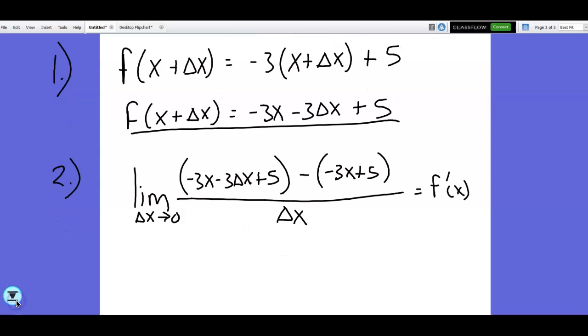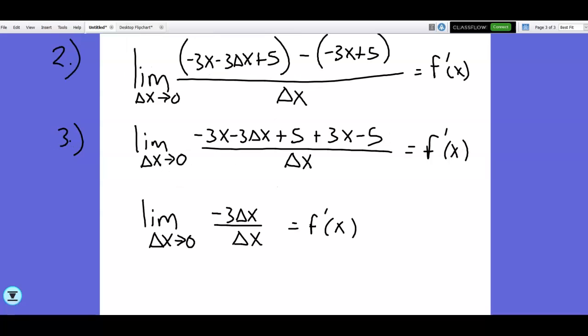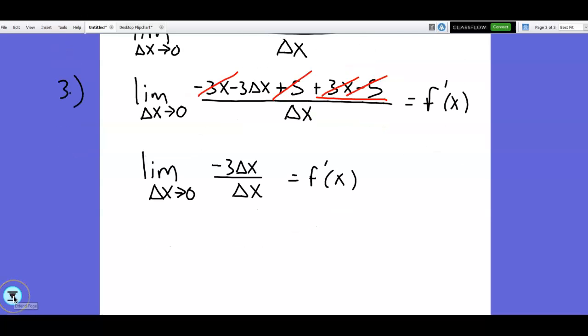All right, let's go ahead and move on to step 3. Pause the video here and take us on over to step 3. All right, so step 3 is to simplify. So the first thing I would recommend doing is distributing the negative into this second set of parentheses, which makes them become positive 3 minus 5. And then these cancel, leaving me just with the negative 3 delta x on the top. All right, go ahead and pause the video here now and move on to step 4.